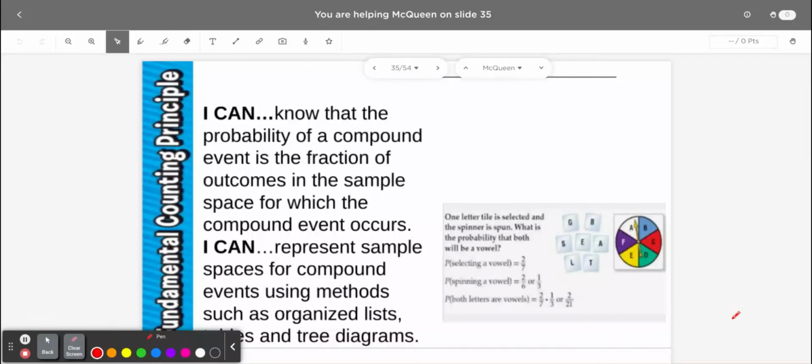Good morning, friends. So, we are going to start today with the fundamental counting principle. And with that, we are going to use some more multiplying.